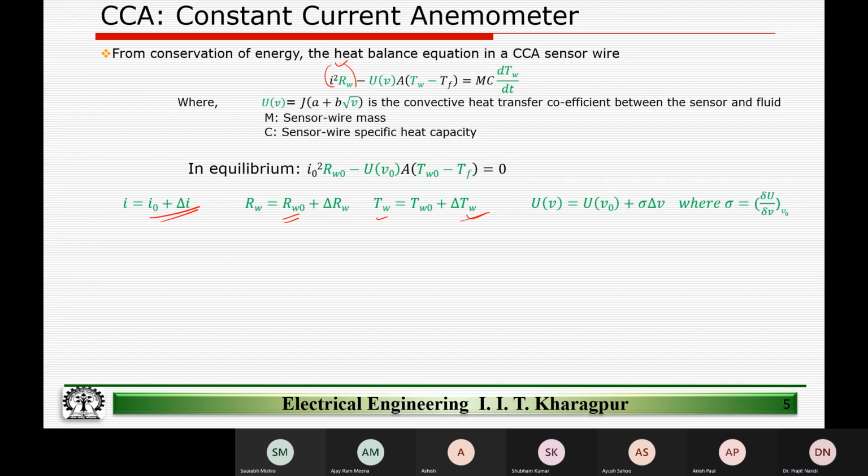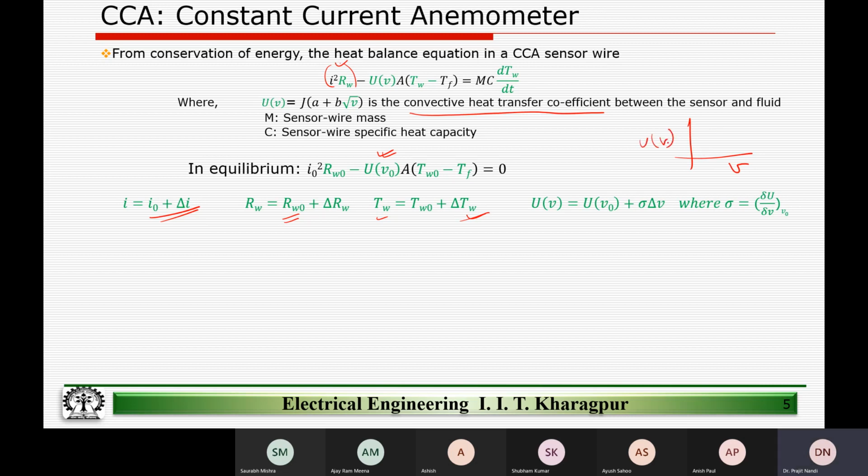And the other thing that we need to understand is UV0, which was nothing but this convective heat transfer coefficient. This also is not a constant thing. This is also a function of the fluid velocity. So without actually drawing the graph, if we draw UVW as a function of velocity, right?